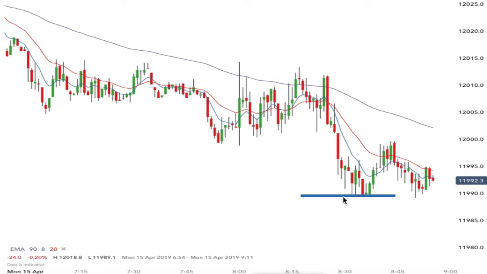So the market came down, made target, and that's great. First trade of the day. You've got a 12,000 round number level here. So the market comes up and then comes back down again.